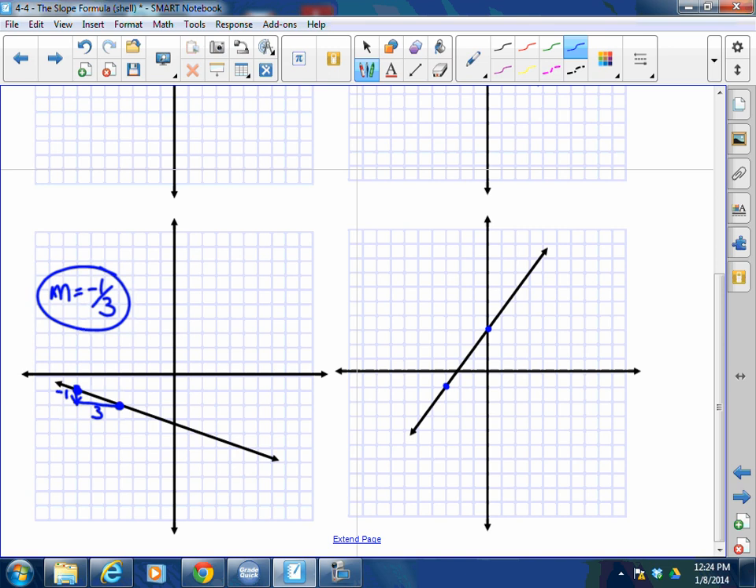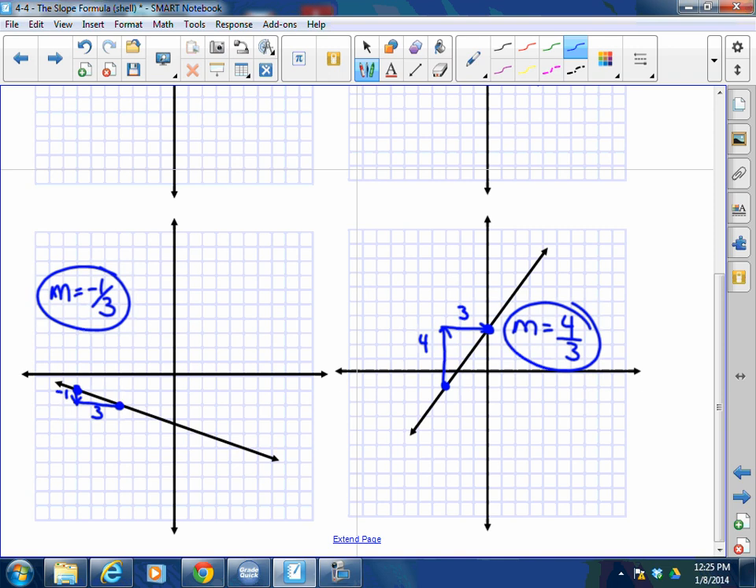And last but not least, I'm starting over here on the left. I want to go over here to the right. So I'm going to go up 1, 2, 3, 4, over 1, 2, 3. So my slope is a rise of 4 over a run of 3. Does that make sense, gentlemen?